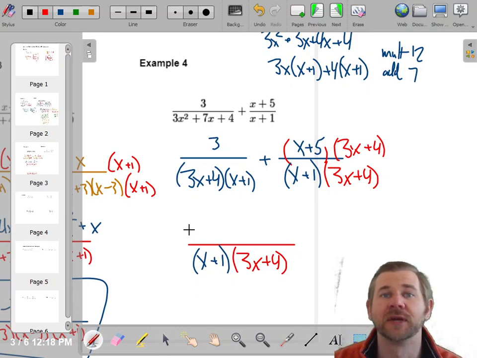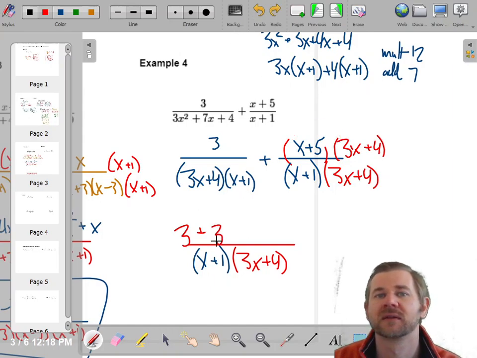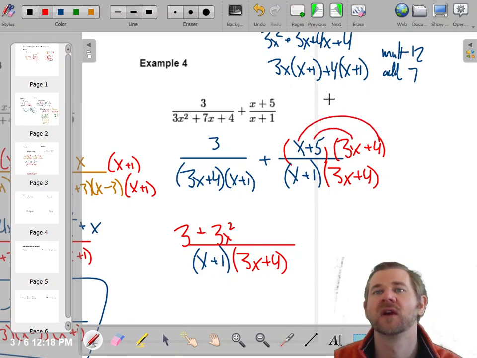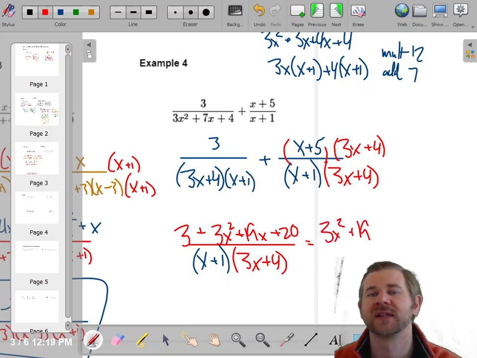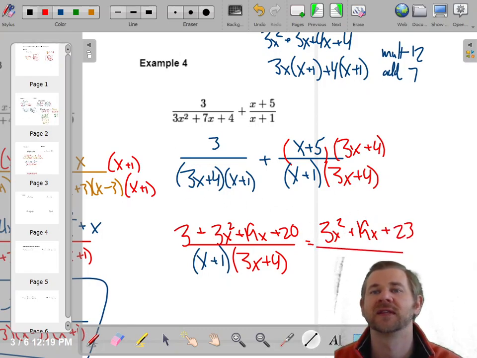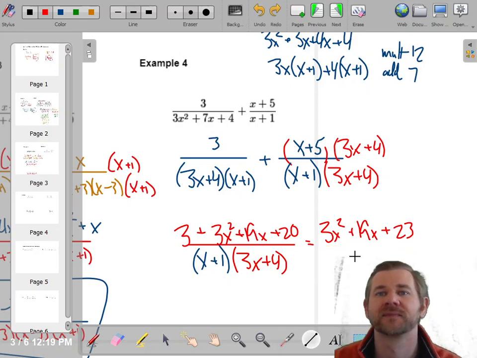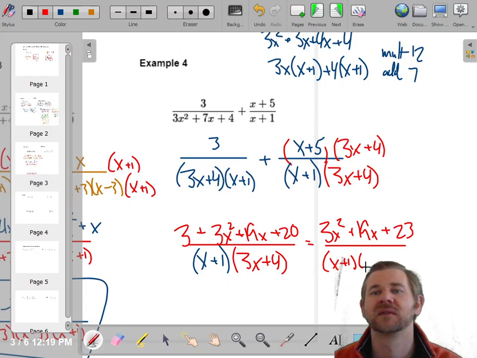So in the top, I got a 3. Now I have to distribute 3x squared plus outside and inside. Plus 4 plus 15 is plus 19x. And then 5 times 4 is 20. So when you combine like terms, 3x squared plus 19x plus 3 plus 20 is 23. And the denominator doesn't change. So x plus 1, 3x plus 4.